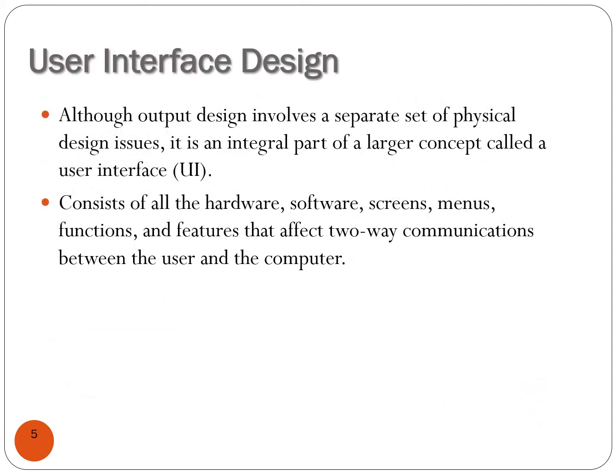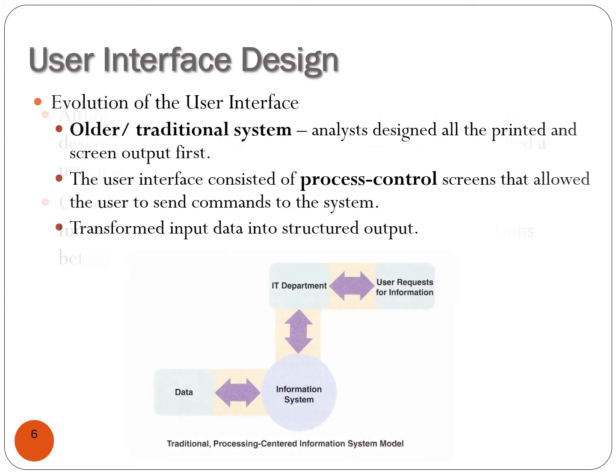Although output design involves a separate set of physical design issues, it is an integral part of a larger concept called a user interface. A user interface describes how users interact with a computer system and consists of all the hardware, software, screens, menus, functions, output, and features that affect two-way communications between the user and the computer. When developing a system, analysts typically design all the printed and screen output first, then work on the input necessary to produce the results.